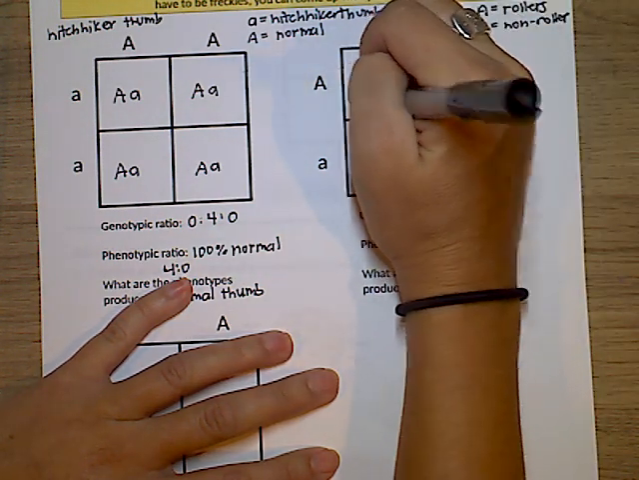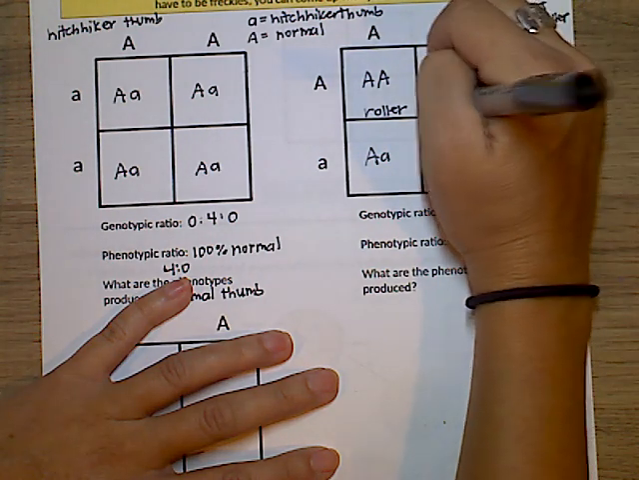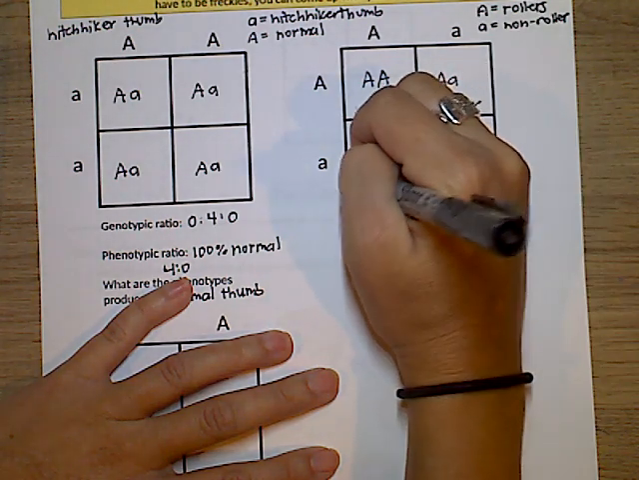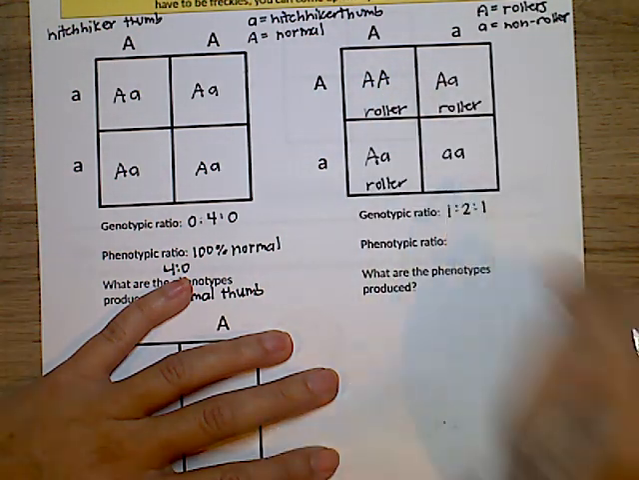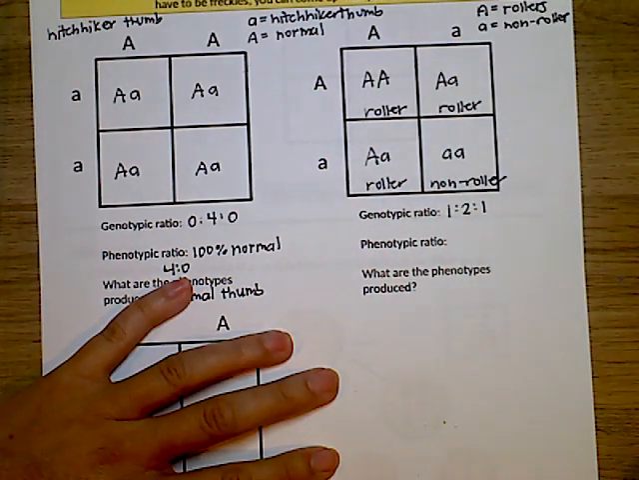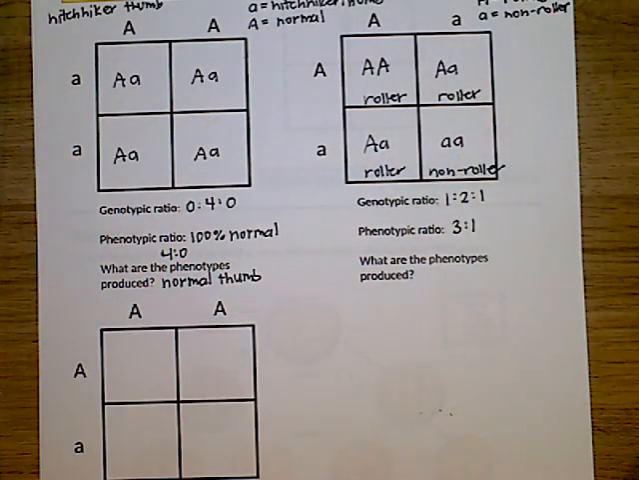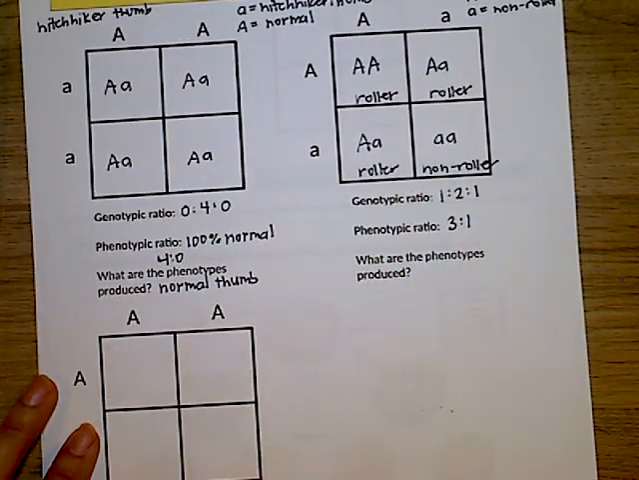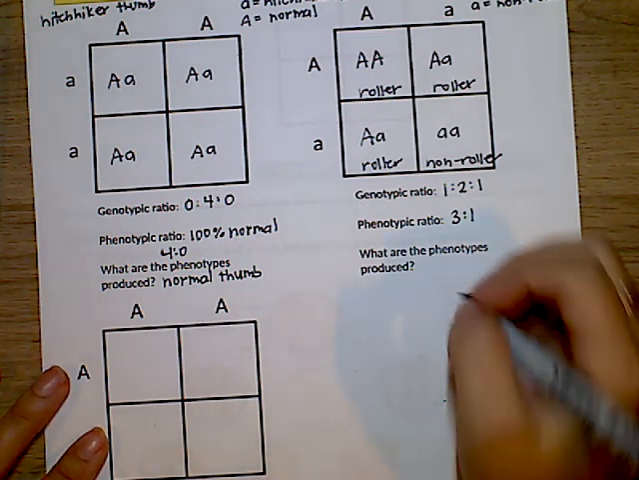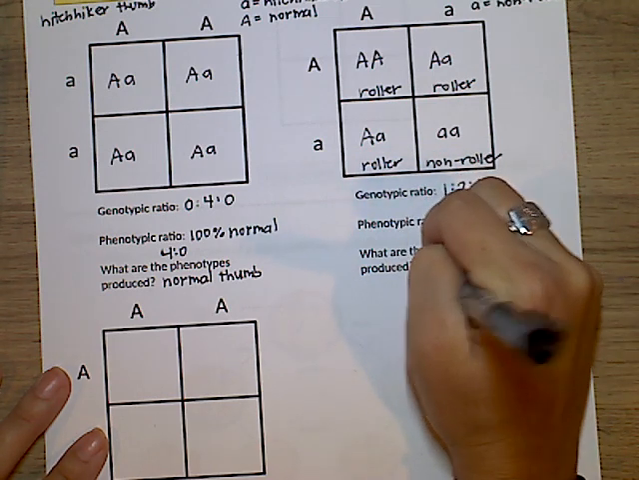This one has 2 alleles for being able to roll their tongue, so they're a roller. This one has 1 of each, but the roller allele dominates the non-roller, so this one will be a roller, as well as this one. This one has 2 alleles for not being able to roll, so they'll be a non-roller. So our phenotypic ratio is 3 rollers to 1 non-roller. And again, with a monohybrid cross with 2 heterozygous parents, the phenotypic ratio will always be 3 to 1. So the phenotypes produced are 3 rollers for every 1 non-roller.